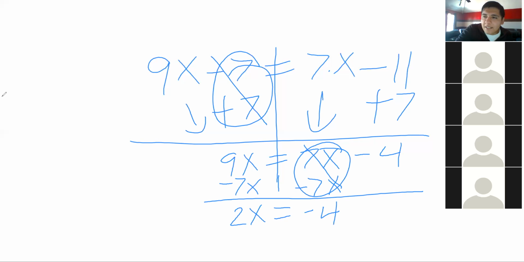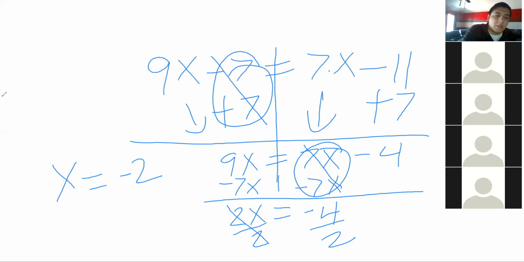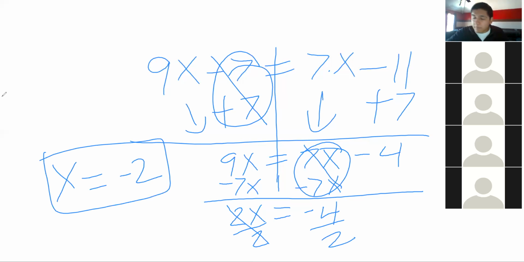Now we're at our last step. And now we say, what's almost always our last step? You divide. Divide both sides by 2. So x is equal to -4 divided by 2. It would be -2, right? Yes, -2. All right.